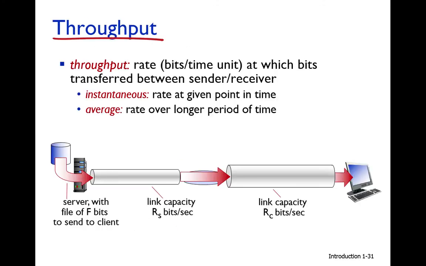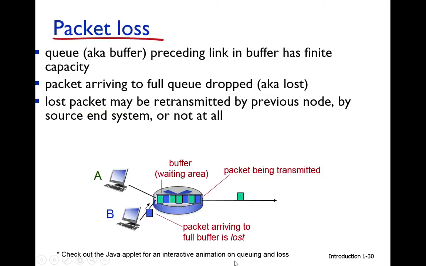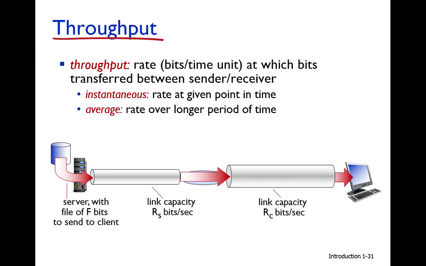So a packet is lost when the queue gets full. If the queue is full and more packets arrive, then they will be lost. Throughput means how much data can be transmitted in 1 second. This is called throughput.